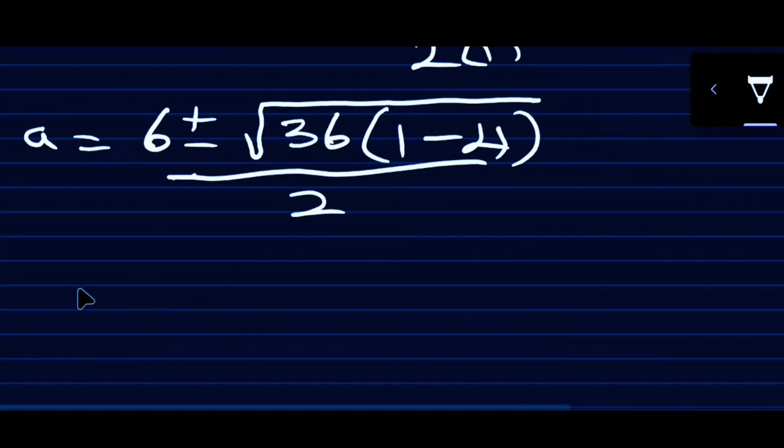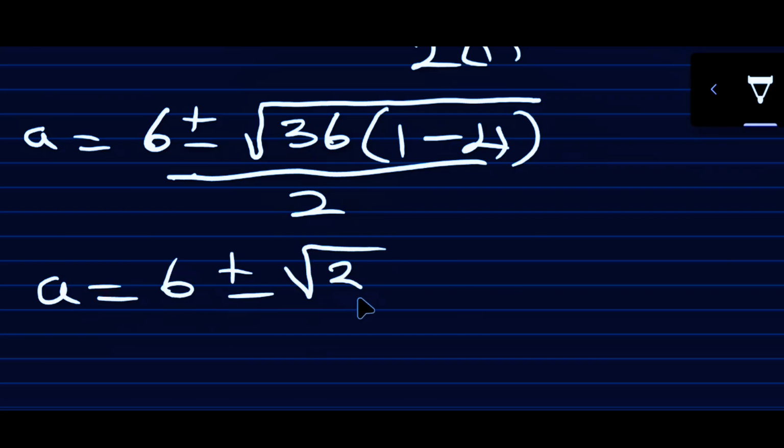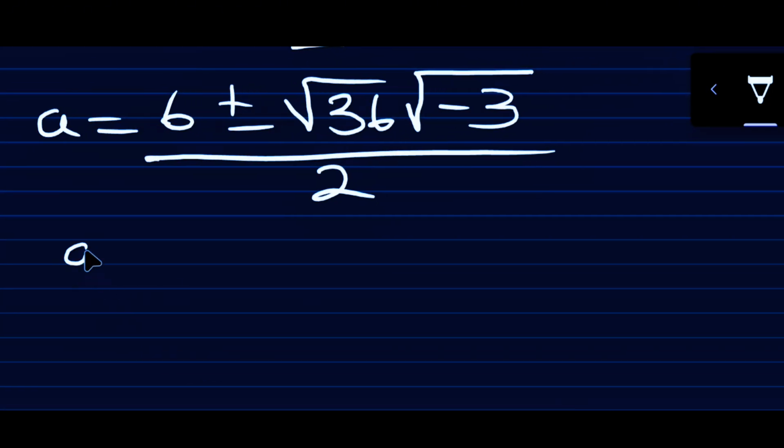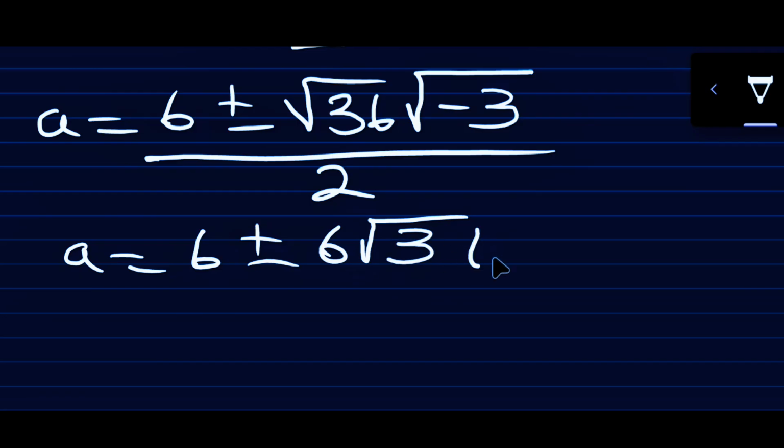So from here we are going to have a equal to 6 plus or minus square root of 36, then square root of 1 minus 4 will give us minus 3. Then everything will be divided by 2. So from here we have a equal to 6 plus or minus square root of 36 is 6, then square root of 3i, because remember that square root of minus 1 equals i.